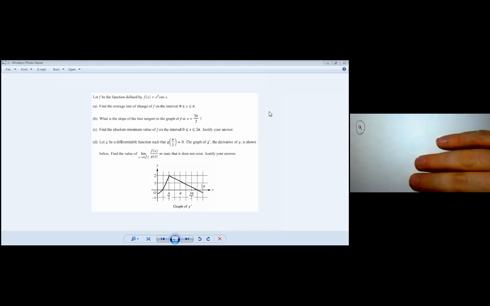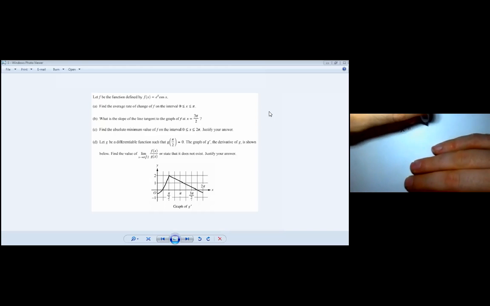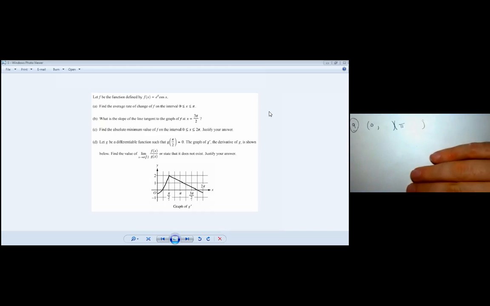So yeah, it's going to be hard here. Yeah, there's some justifies. Okay, all right, so for part A, average rate of change. Average rate of change means to find the slope. So for 0 to pi, you should be thinking of it like that, right? 0 comma something, pi comma something. And what do we want to do with the somethings? We want to plug it in.